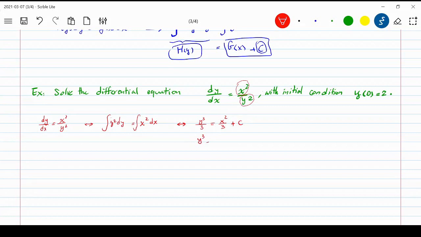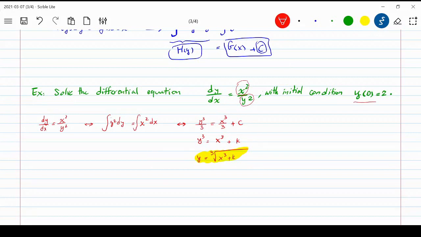What you get is y cubed equals x cubed plus 3 times c. You can write this as a new constant k if you want. Then what is y cubed? y would be the cube root of x cubed plus k. And we found the general solution to this differential equation. To check that, you can always take the derivative and replace it back into the equation to see if it really is the solution. If you do that, you'll notice that this is the solution.